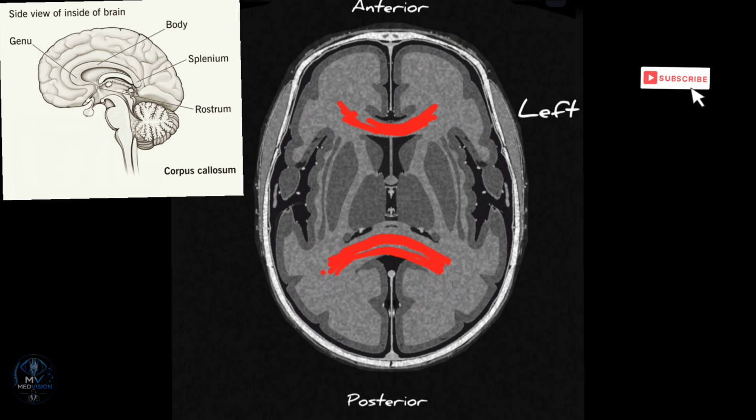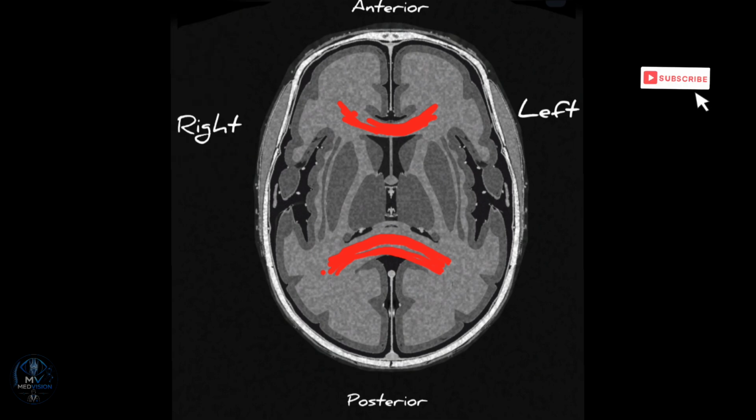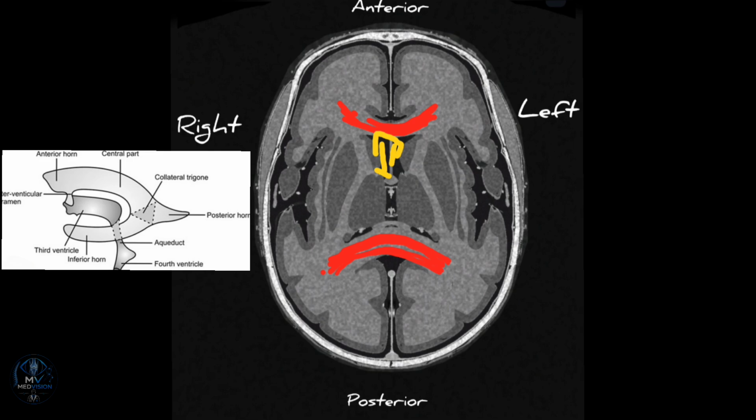Inferior to the corpus callosum, there is a black cavity seen inferiorly. This is called the lateral ventricle. Let's identify this. These are paired C-shaped cavities located within the cerebral hemispheres and filled with CSF, cerebrospinal fluid. Each ventricle is divided into 5 parts: the anterior horn, body, atrium, posterior horn, and the inferior horn. These are the 5 parts of the lateral ventricle.